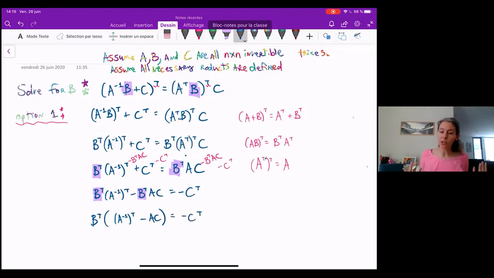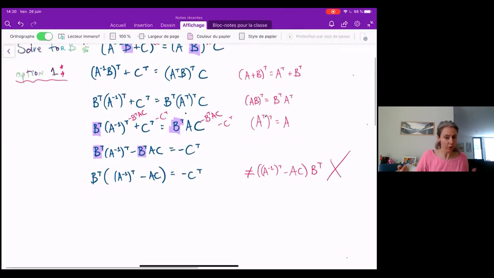Now here, we actually had to be really careful. That B transpose had to be on the left side. So this would not have been the same as saying ((A inverse) transpose minus A C) times B transpose. I could not have put B transpose on the right there. B transpose was on the left side of (A inverse) transpose. It was on the left side of A C. So when I factored it out, it had to stay there. Don't make that mistake.